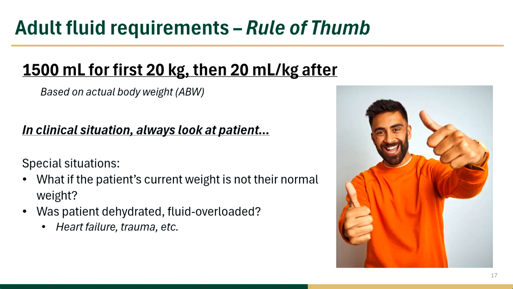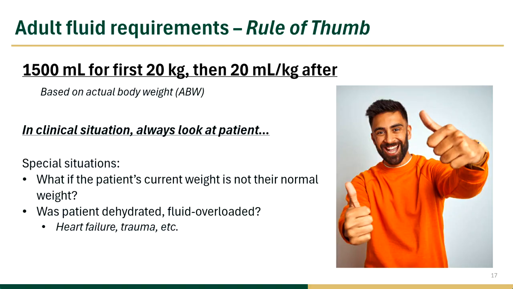There's a lot of background chemistry that goes into it, but it's something that we can remember and something we can use. So the rule of thumb for adults is 1,500 milliliters of fluid required for the first 20 kilos, and then 20 milliliters per kilo thereafter, based on actual body weight. I have a little caveat there that it's based in a clinical situation.